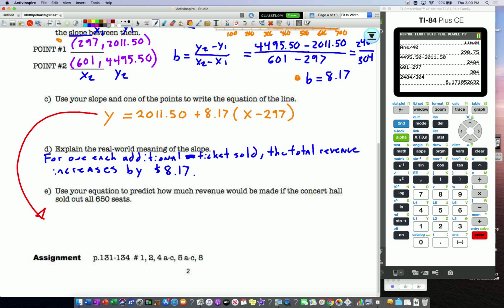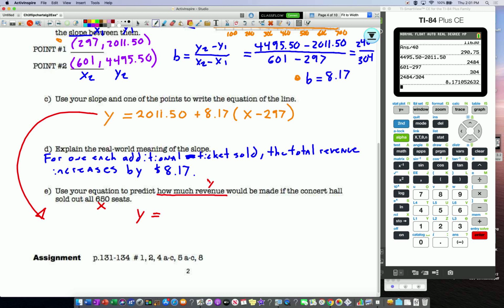All right. So now what's nice is once I have this equation, I'm going to use it in part E. It says use your equation to predict how much revenue would be made if the concert sold out all 650 seats. So since the number of seats is like the number of tickets, that's the X value. I want to know how much revenue. That was the Y value.